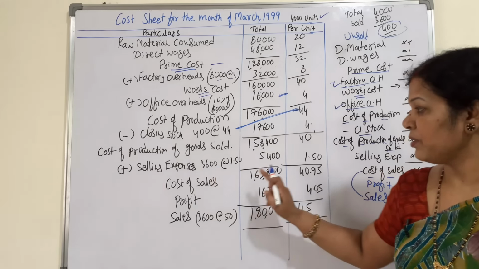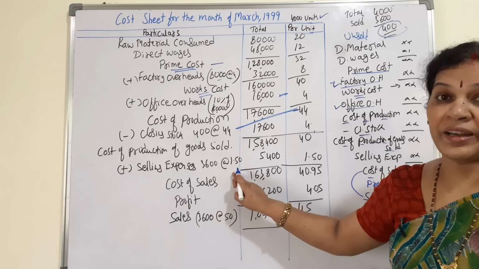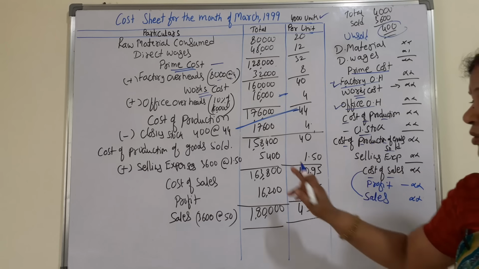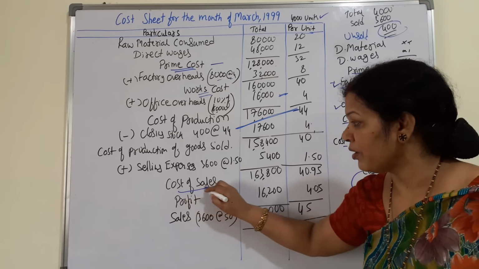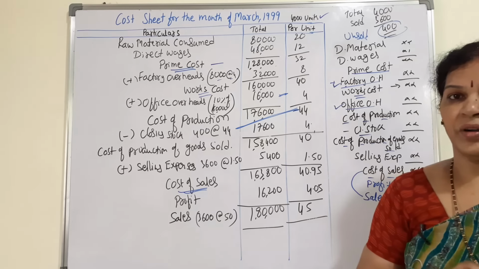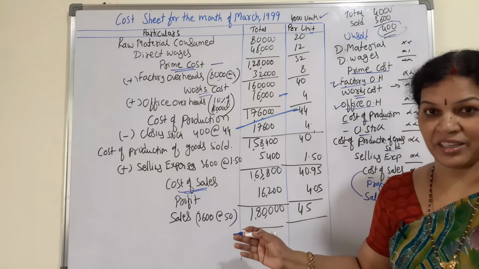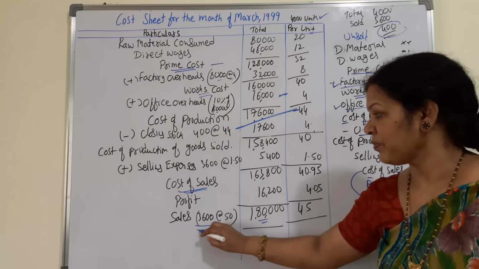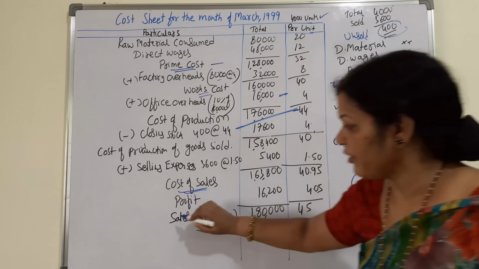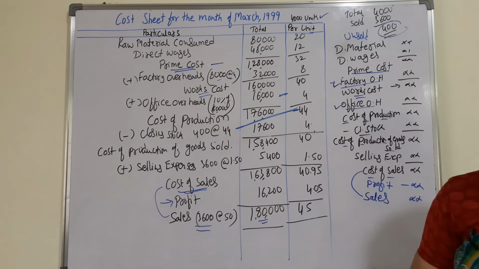Selling expenses are mentioned very clearly: 3,600 sold at the rate of selling expenses 1 rupee 50 paisa. So calculated, you got 5,400. If we add selling expenses, you get the cost of sales. Once you get the cost of sales, see what the sales are. 3,600 sold at the rate of 50 means these are the sales. Once you get the sales, sales minus cost of goods is the profit. The difference between these two is the profit. Simple, that's all. This is the cost sheet.